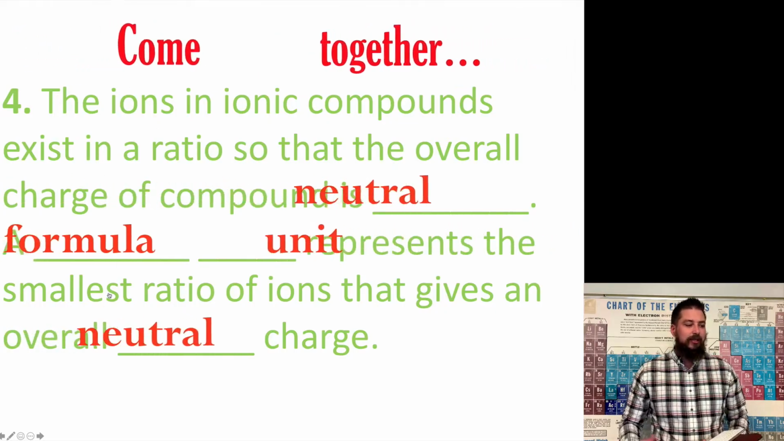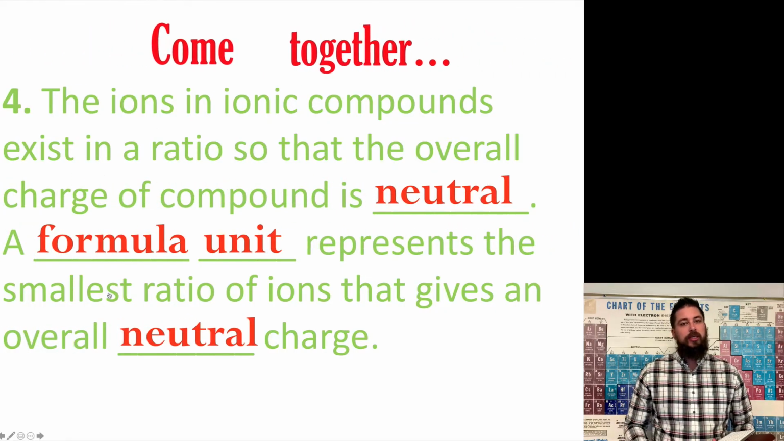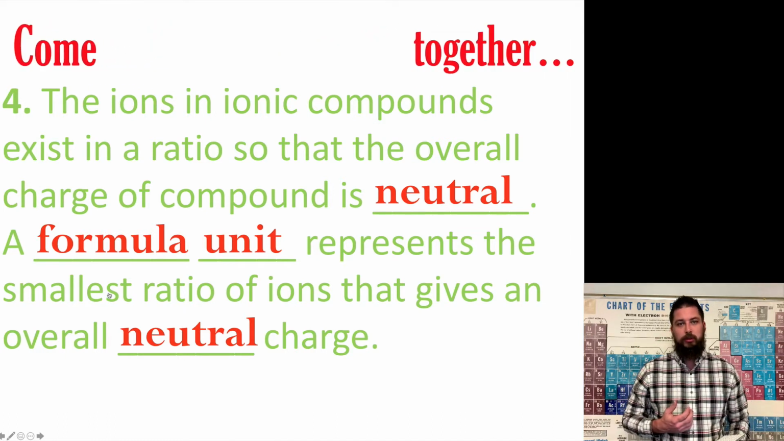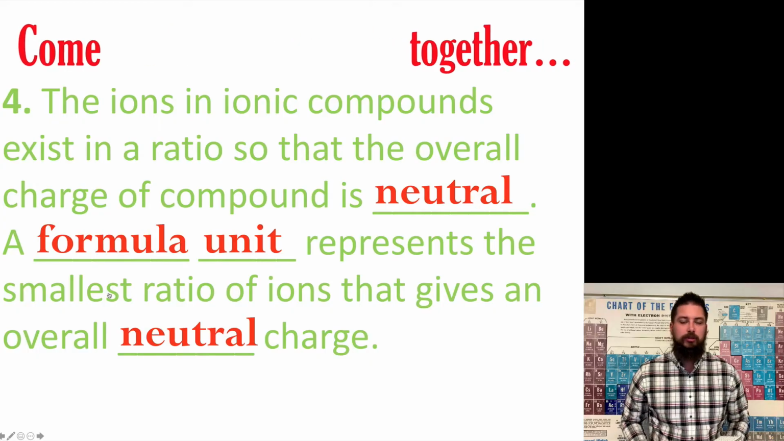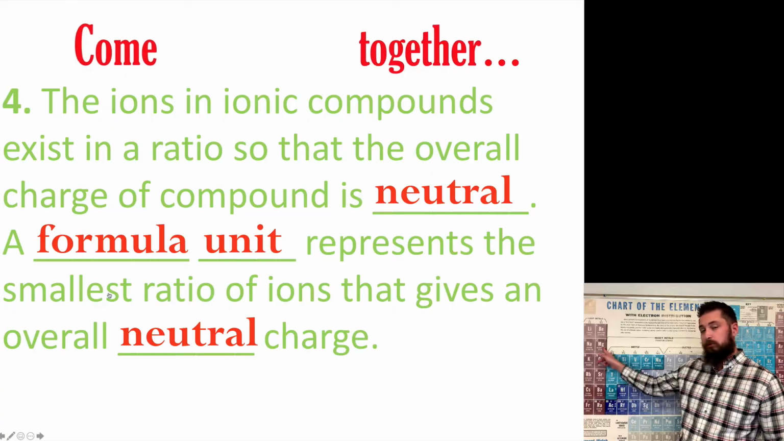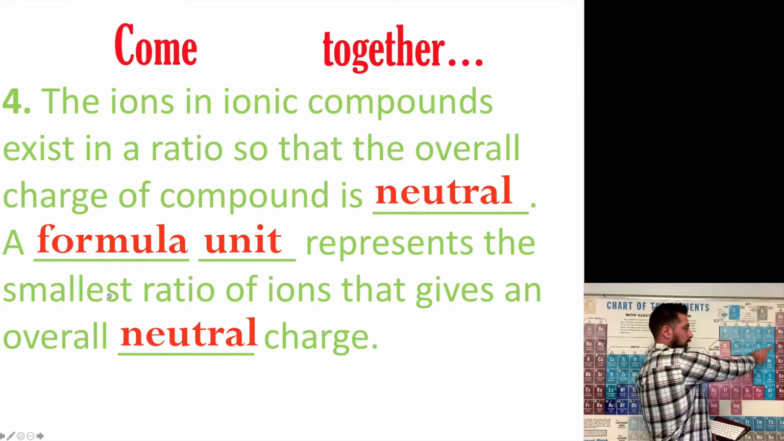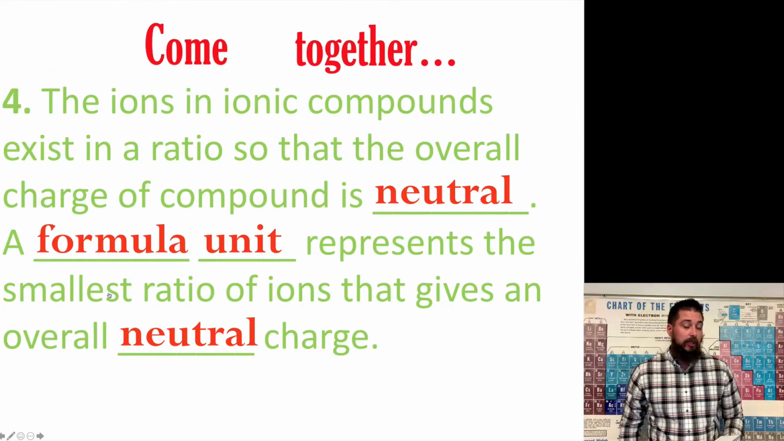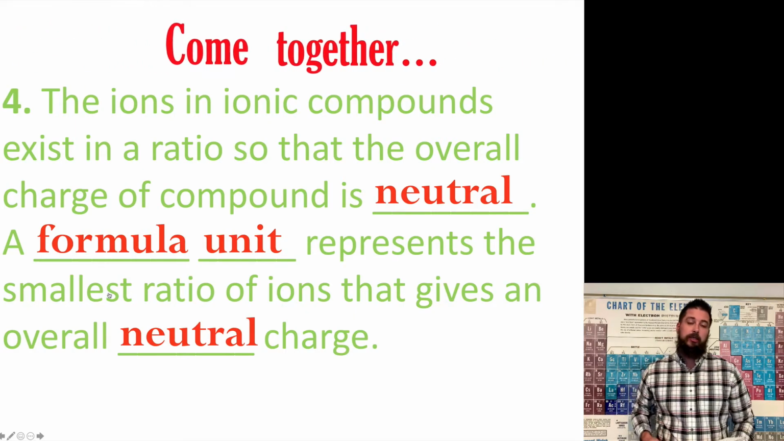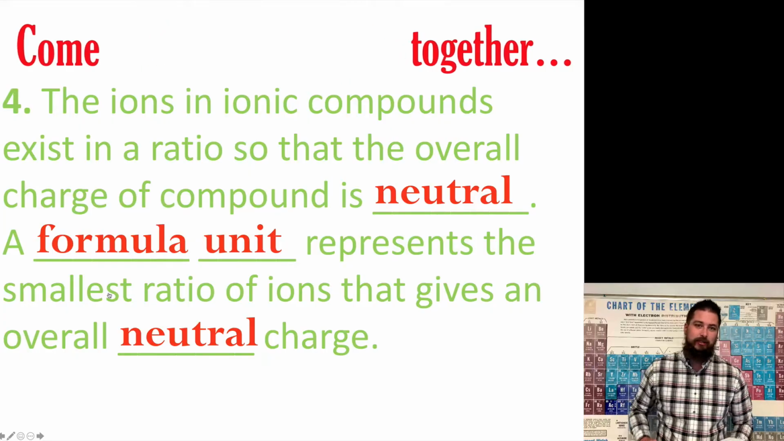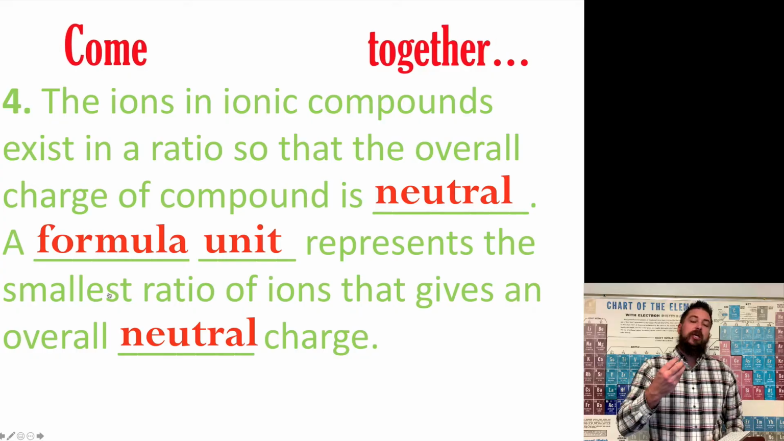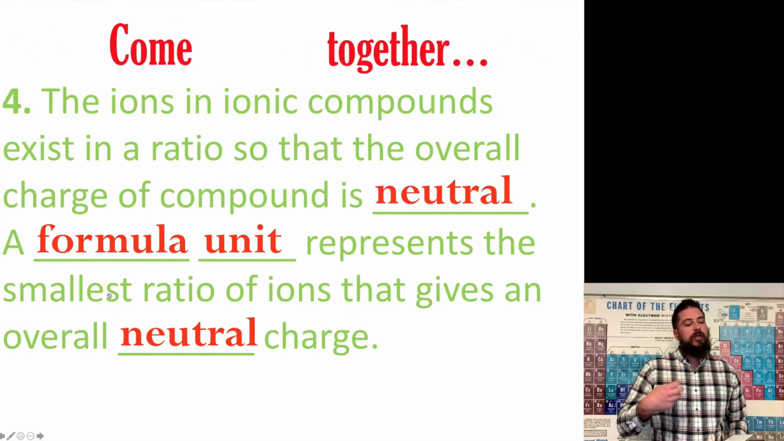Ions in ionic compounds exist in a ratio that makes the overall substance neutral. This is exactly what we talked about last unit. Magnesium makes a 2+ charge, and chloride makes a 1 negative. Because chloride makes a 1 negative, we will need 2 chloride ions to balance the 1 magnesium ion. When those come together, they form what is called a formula unit.